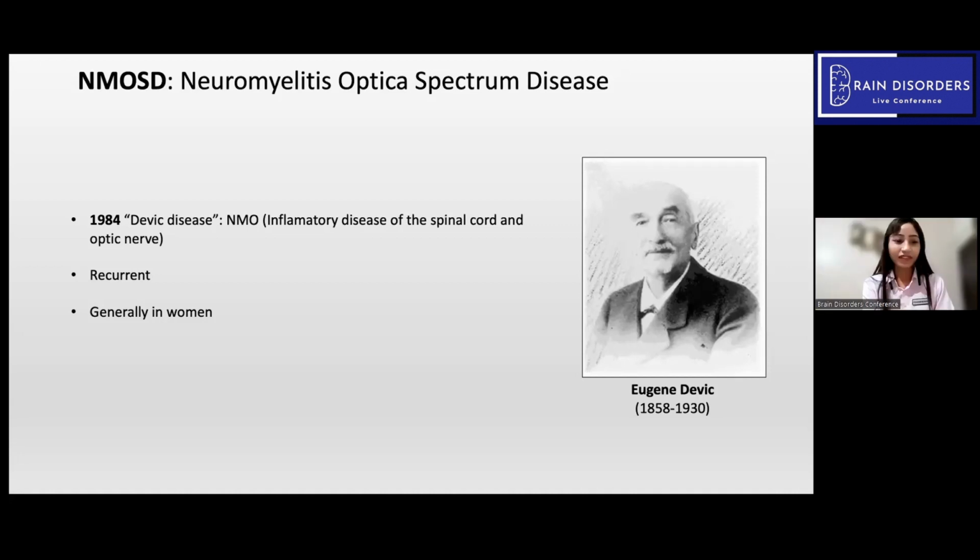Okay. Well, my topic today is the Neuromyelitis Optica Spectrum Disease. It begins with Eugene Devic, the discovering doctor, in 1894. He called it the big disease, but it all begins with NMO, an inflammatory disease of the spinal cord and the optic nerve. He said that it was recurrent and generally in women.